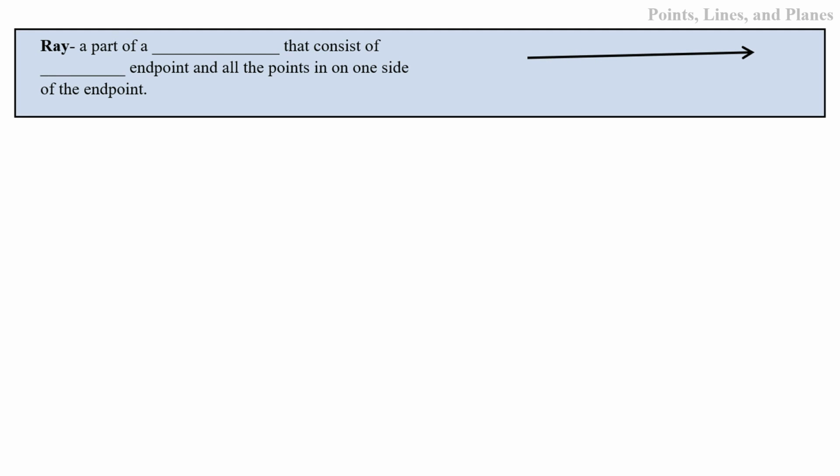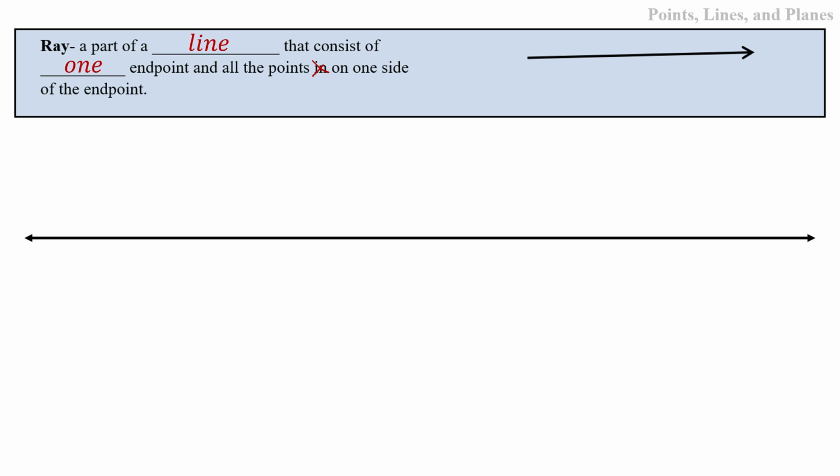Alright, and the next definition is a ray. Now a ray is also part of a line, but this time it only consists of one endpoint and all the points on one side of the endpoint. So for example, once again, here's a line with my 2 arrows going on forever to the left and to the right.